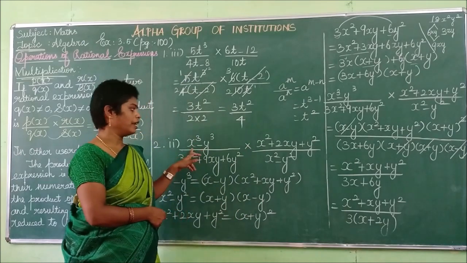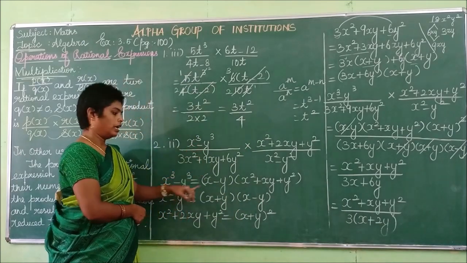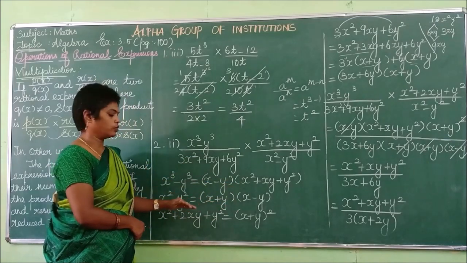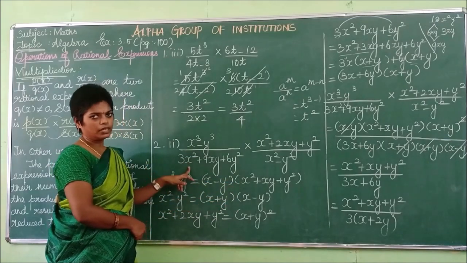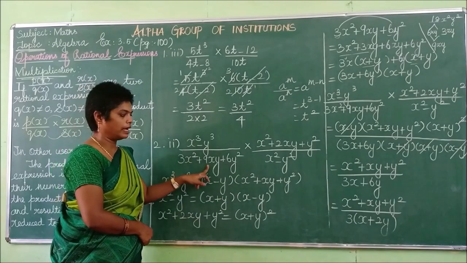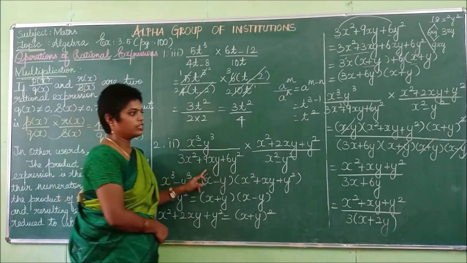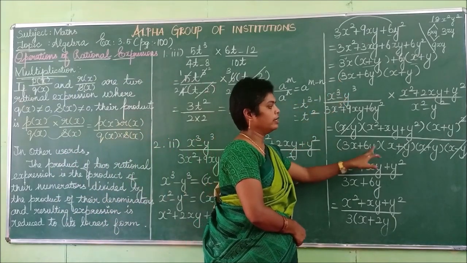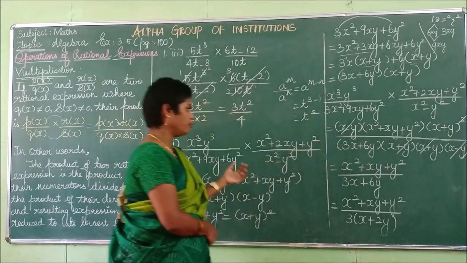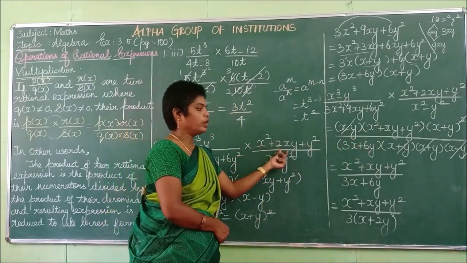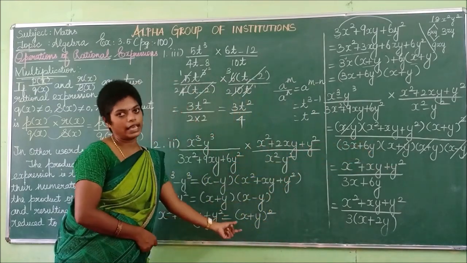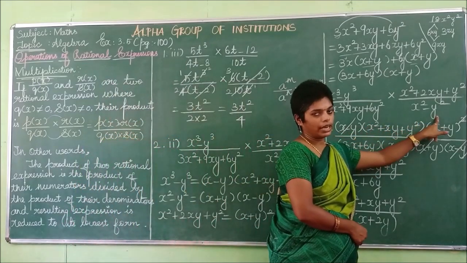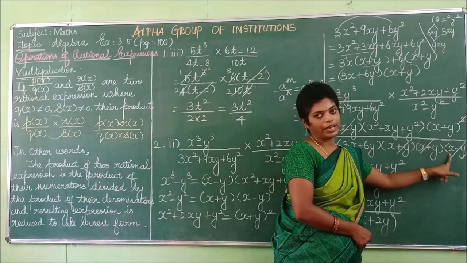So what is the first value for x cubed minus y cubed? x minus y into x squared plus xy plus y squared. Then for the denominator, 3x squared plus 9xy plus 6y squared, instead of that we can write the value 3x plus 6y into x plus y. Then for here, x squared plus 2xy plus y squared can be written as x plus y the whole square, divided by x squared minus y squared, which can be written as x plus y into x minus y.